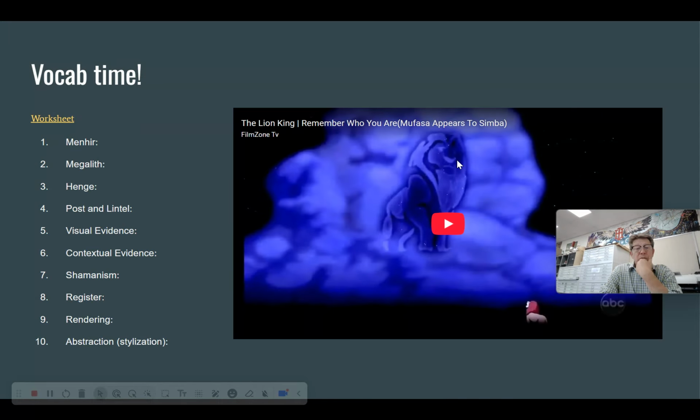In addition, we're going to think about the vocab as we continue and pick up the pace a little bit. We're going to be confronted with lots of new words. We've already looked at at least 10 words. Menhirs, those giant stones, right? So take a moment today and think about, do I know what all of these words are? How would I define them? Megaliths, post and lintel.